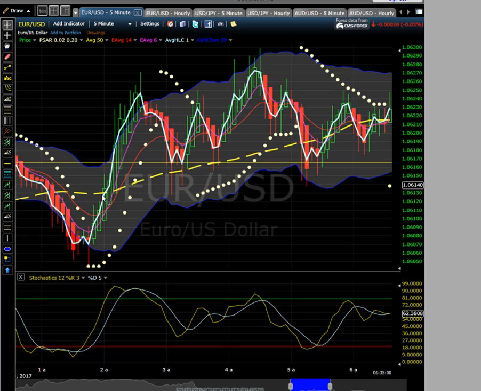So if you look right here, you'll see that the price crosses above the 50 simple moving average, which is this yellow line right here, and the 50 simple moving average is going in the up direction. If you look from this side of the screen to this side, you see that the price is currently going up.